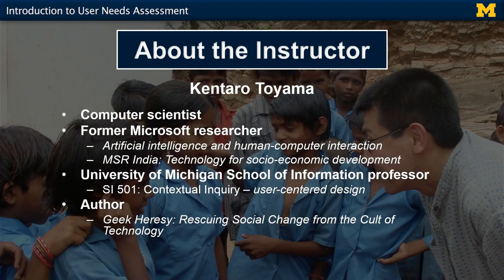Finally, a little bit more about myself. I'm a computer scientist by training. I used to work at Microsoft Research, doing research in artificial intelligence and human-computer interaction. I also helped found Microsoft Research in India, where I worked on technology for socioeconomic development of the world's poor communities. Today, I'm a professor at the University of Michigan School of Information, where I teach SI 501, Contextual Inquiry.